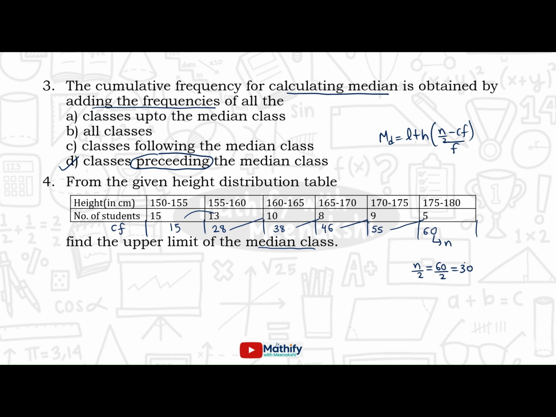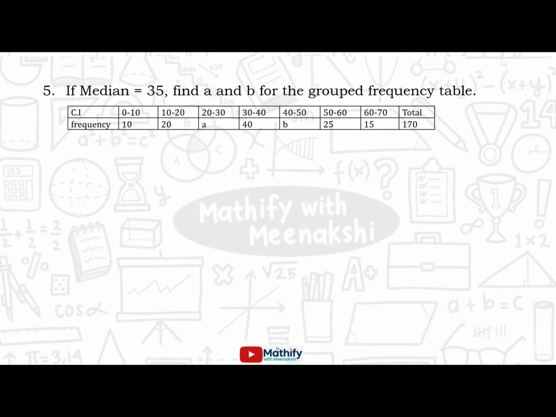Now your median class is that class where you have a CF more than 30. So where it's more than 30, it's here 38. That means this one is your median class. Median class is 160 to 165. But what we have to see, we have to just write the upper limit. So upper limit is 165. That's the answer. Now let's move to next question.